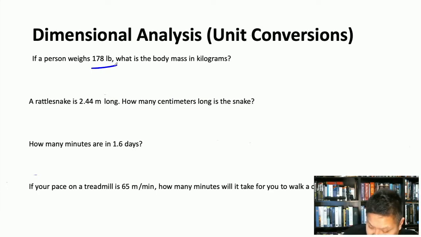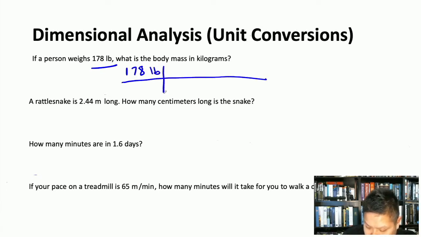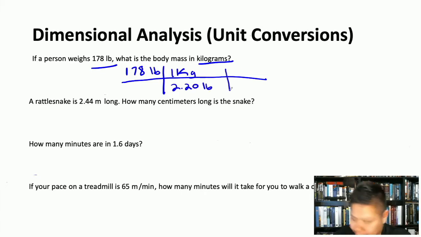So let's start out with the information we have, which is 178 pounds. You draw a line like this, and then you draw a line down like that. And you're going to kilograms. For every 1 kilogram you have, right here, apparently there are 2.20 pounds. This is the easy part.